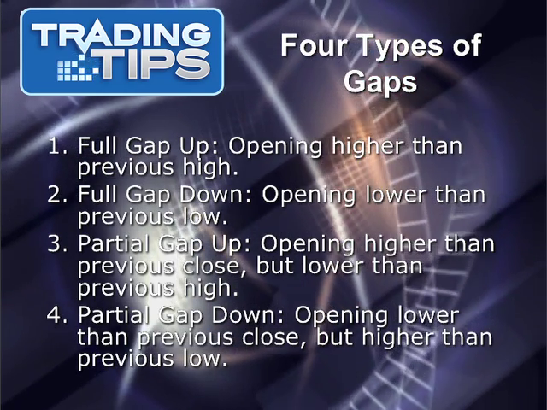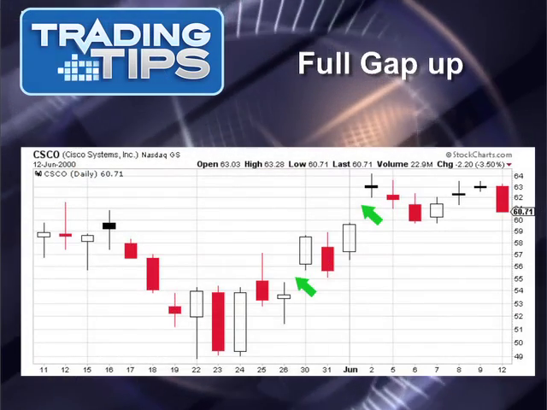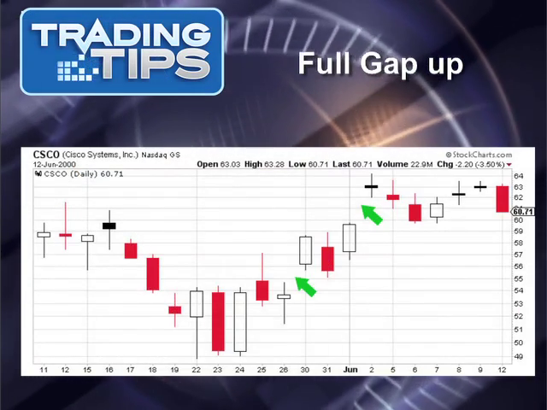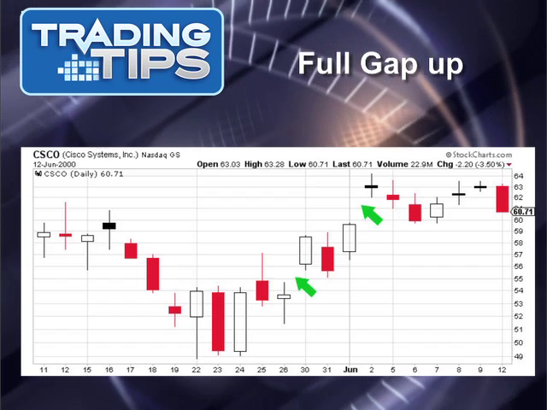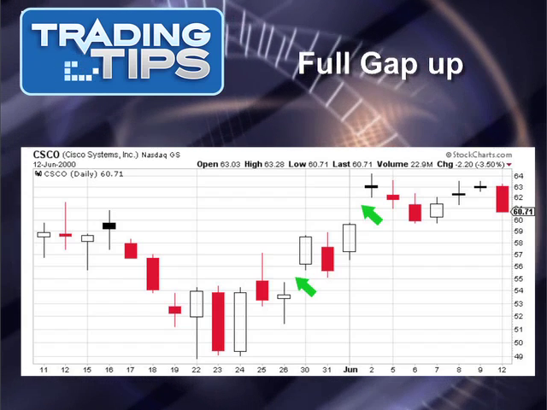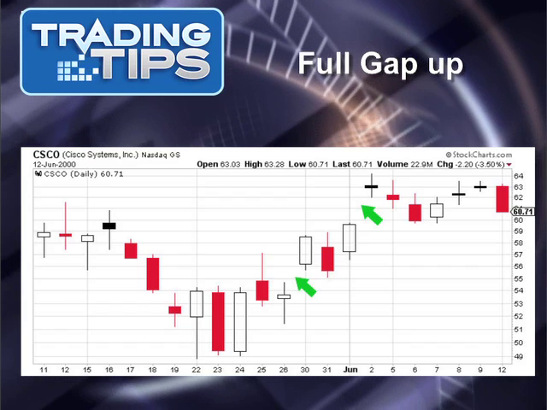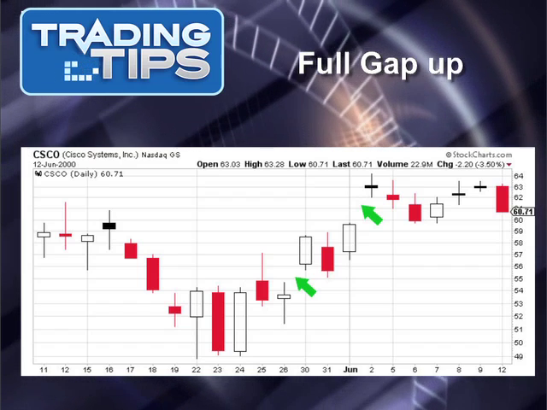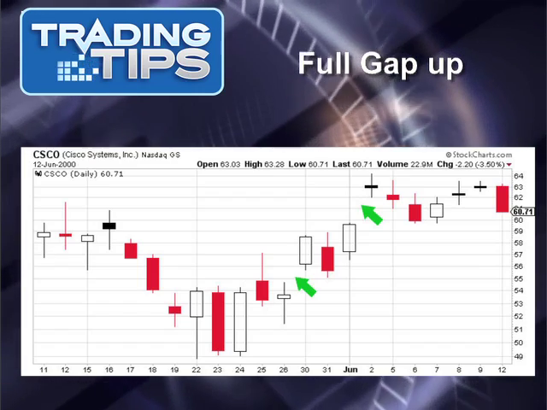Let's take a look at some examples. This is an example of a full gap up. There are actually 2 full gaps up here, but we're concerning ourselves with the first one because that's the first one that gave us the signal to enter the trade. Notice how the top of the previous candlestick, the one before the first full gap up, the previous day's high, is lower than the opening price of the next day's candlestick, which is the lower horizontal line. This is a full gap up.